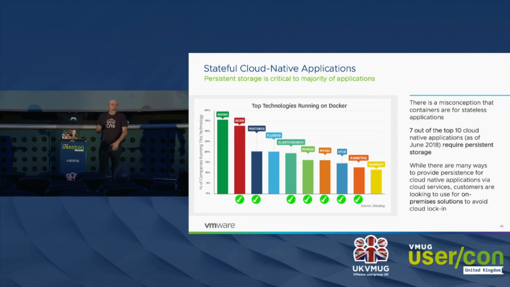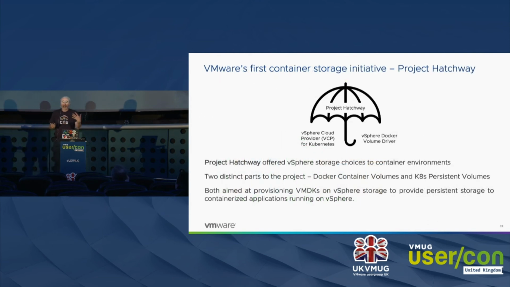So yes, you could use cloud storage, but customers came to us and said, we want to do this on-prem as well, on vSphere. And so this is where Project Hatchway came about. Project Hatchway, that very initial driver that we had, not just for Kubernetes, but also for Docker, was nothing more than the ability to build VMDKs on behalf of container volumes. There was a problem, though, with this Project Hatchway.